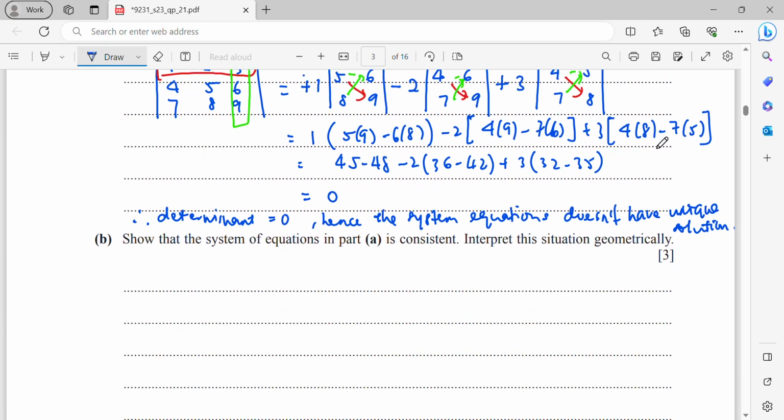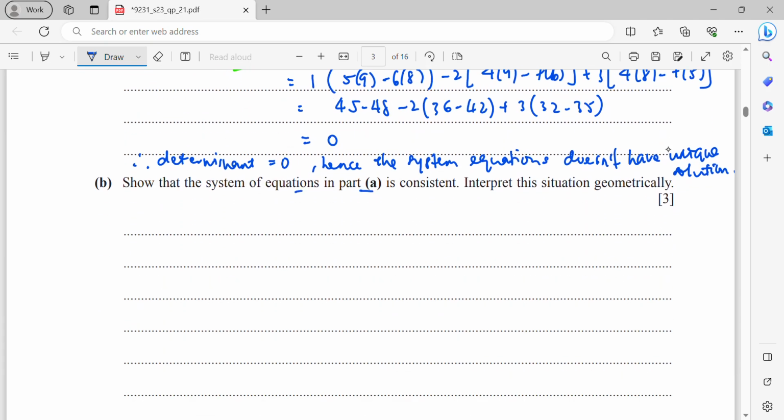Now B, show that the system of equations in part A is consistent and interpret this situation geometrically. Consistent means it can be a unique solution, or it can be an infinite solution. So we accept these two types of solutions to classify the system of equations as consistent.